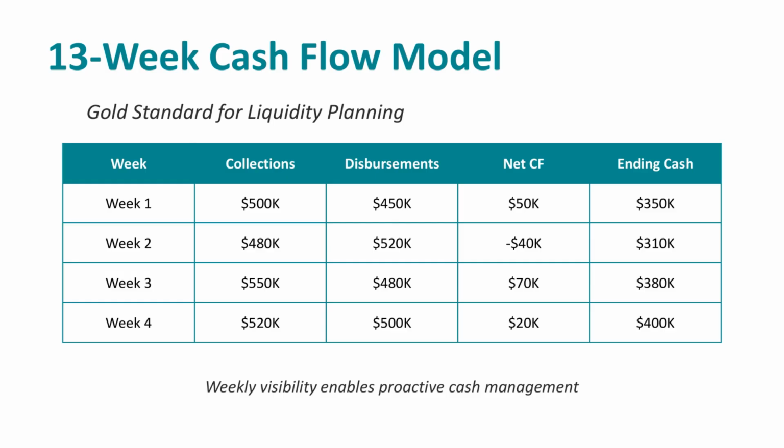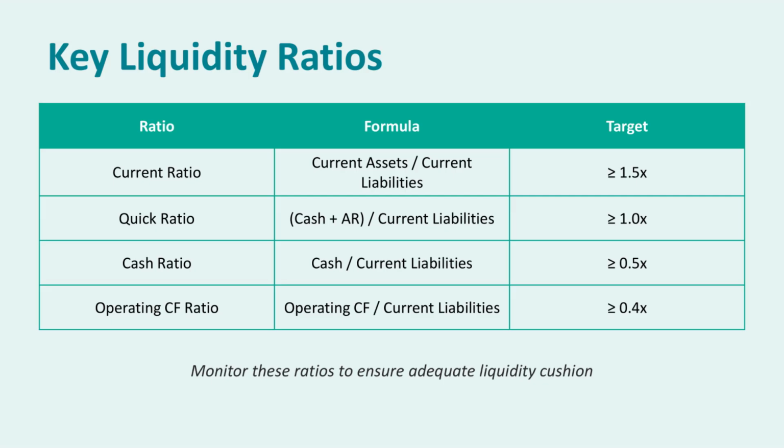Here is a sample 13-week model. Notice how we track collections and disbursements weekly to arrive at our ending cash balance. This level of detail enables proactive management and allows you to communicate effectively with lenders and stakeholders about your cash needs. Monitor key liquidity ratios constantly to ensure your business stays healthy.